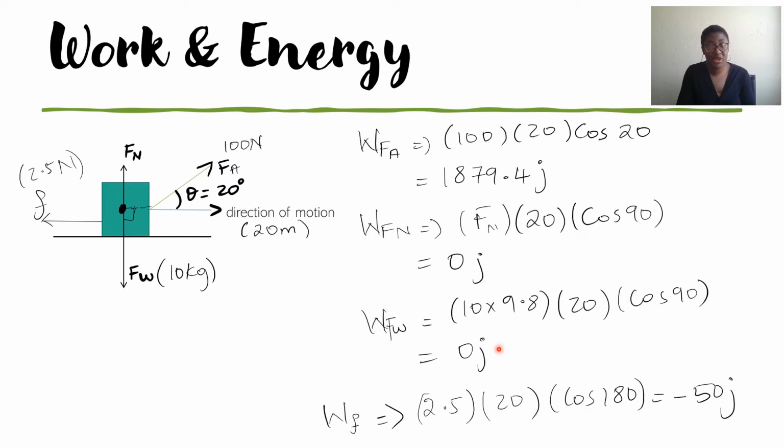Now, work done by the friction: there's a 2.5 newton force there, so you have your 2.5 times the distance and times the angle in which this force is acting. So this force is acting in the opposite direction to the direction of motion, so we have a 180-degree angle. Now this gives us a negative 50 joules, which represents a negative work done.